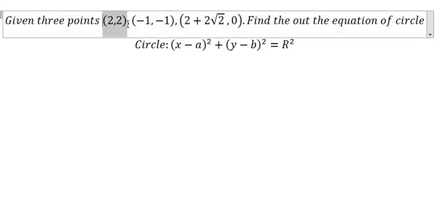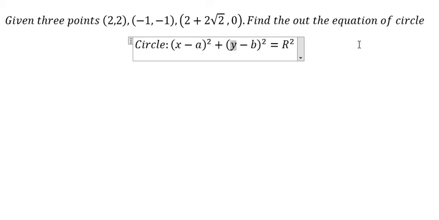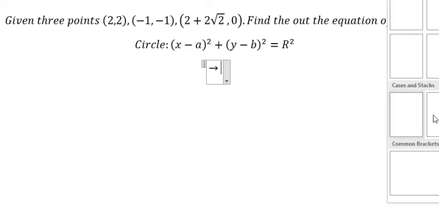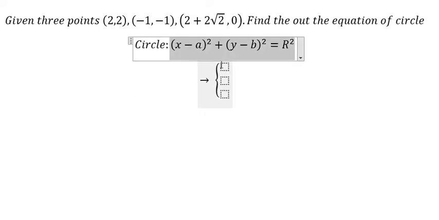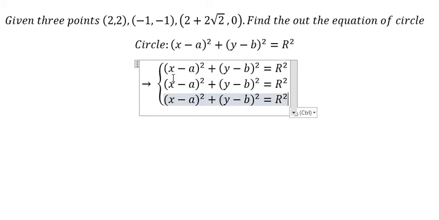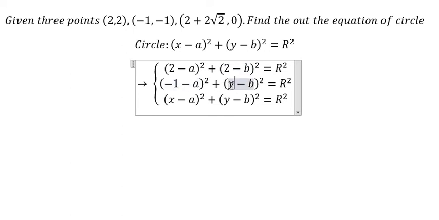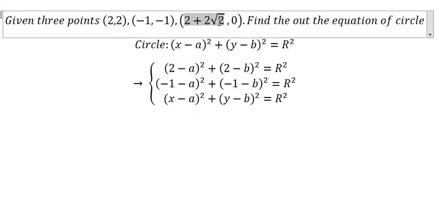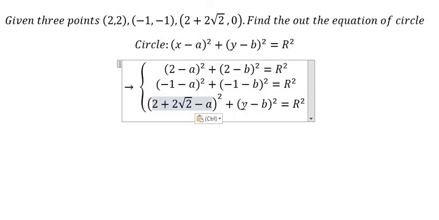And now we have 3 points in here. This is for x, this is for y, and so on. So we put the value of x and y in here, and now we have 3 equations. So I will put number 2 going here, negative number 1, negative number 1, and this one will go in here, number 0 goes in here.